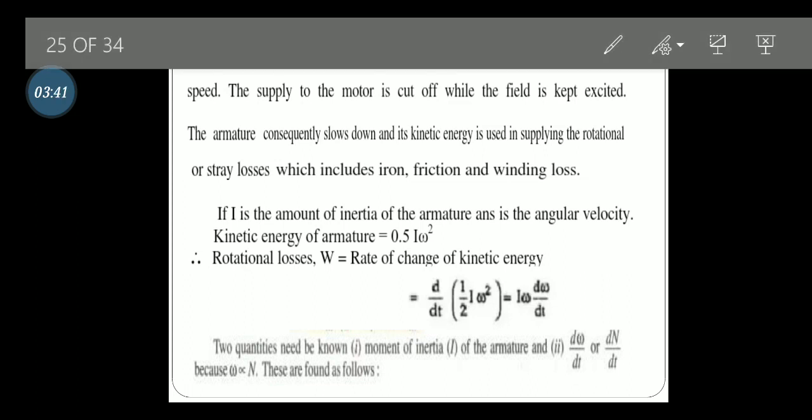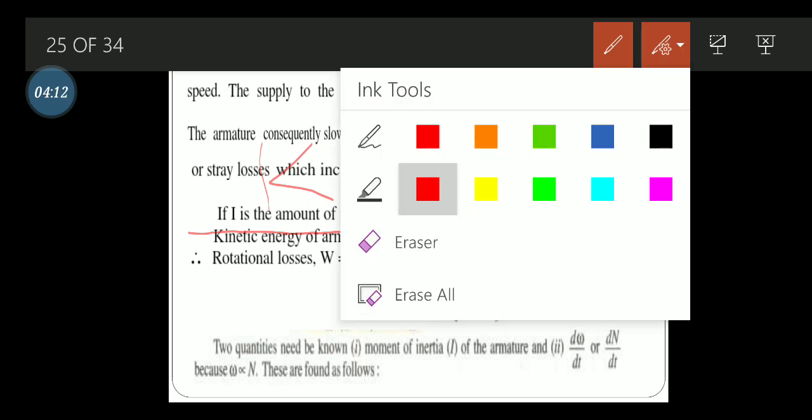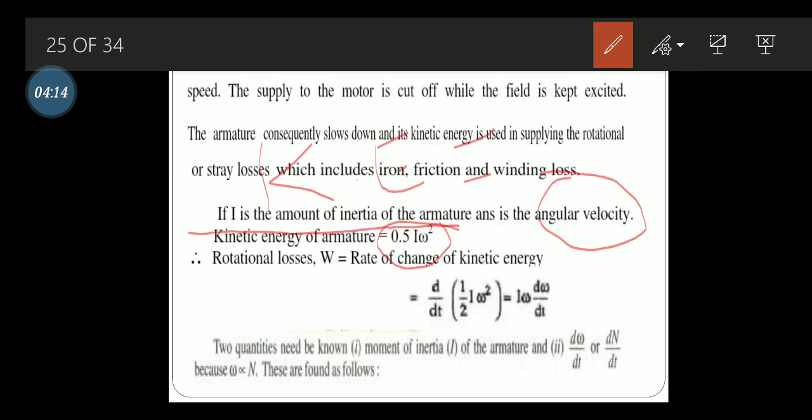Now here we need to know certain terms. If I is the moment of inertia of the armature and omega is the angular velocity, the kinetic energy of the armature can be represented as 0.5 I omega square. How can we represent the kinetic energy of the motor?